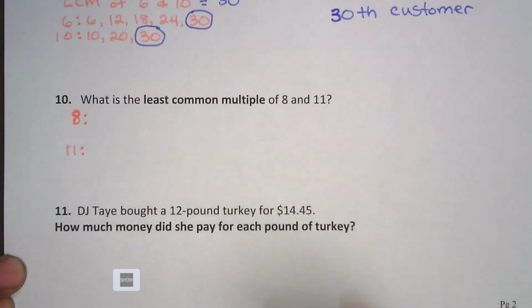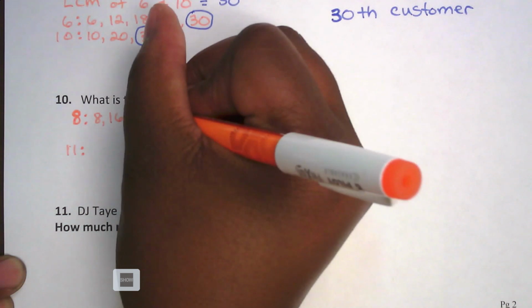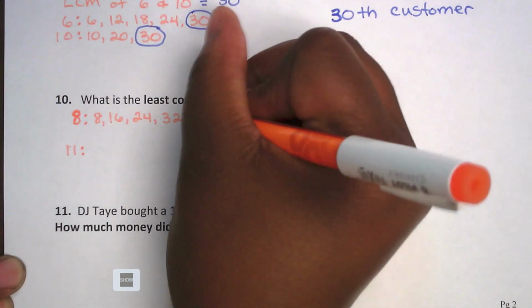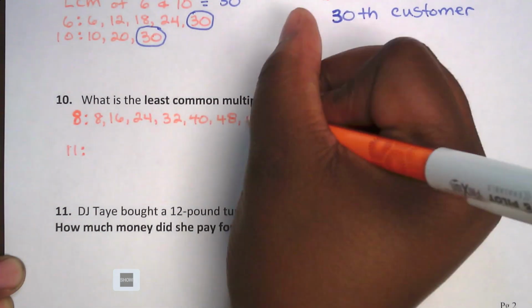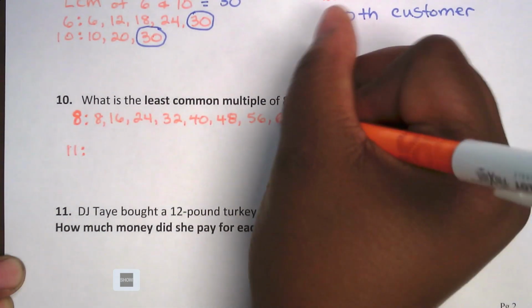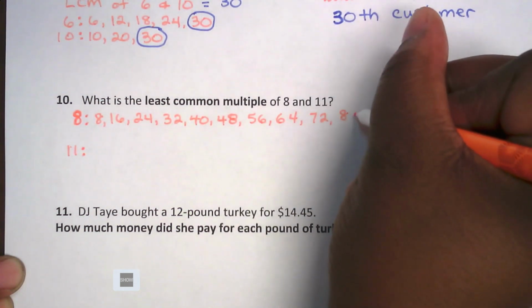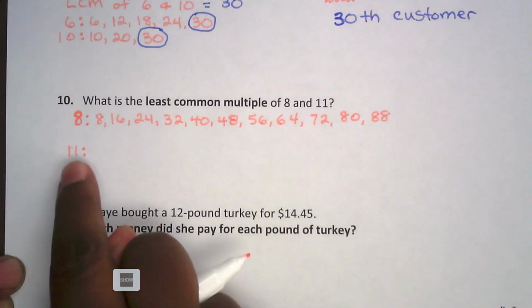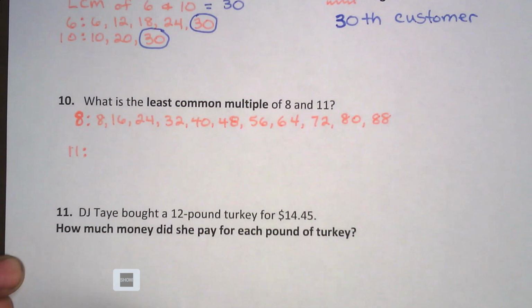All right, 8 times 1 is 8, times 2, 16, times 3, times 4, times 5, times 6, times 7, times 8, times 9, times 10, times 11. Okay, so now let's go ahead and list out our multiples for 11.